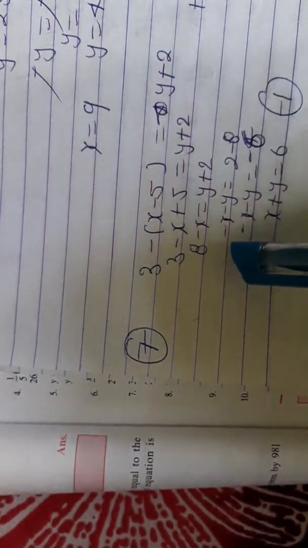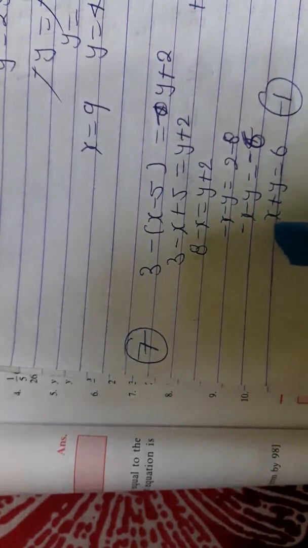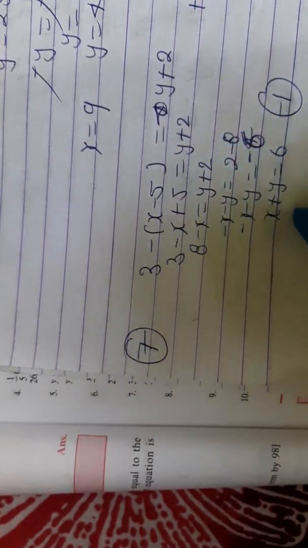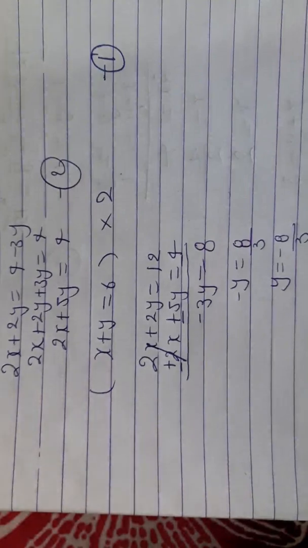So minus x minus y is equal to 2 minus 8, as 8 goes to the right-hand side. 2 minus 8 is minus 6, so minus x minus y is equal to minus 6. Then we will take the minus sign common, and the signs will be changed, so x plus y is equal to 6. This is our first equation. Now we will solve the second equation.